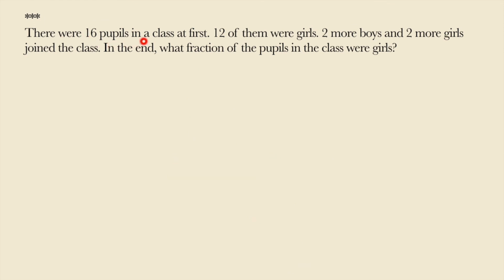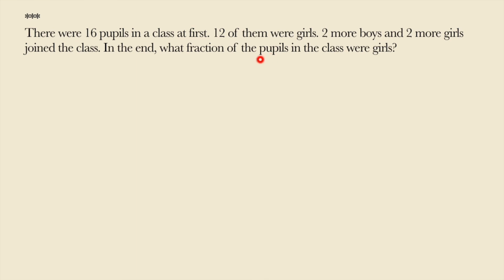There were 16 pupils in the class at first. 12 of them were girls, okay? So we know the number of boys and girls. 2 more boys and 2 more girls joined the class. So the total is no longer 16, is it? In the end, what fraction of the pupils in the class were girls? Turns out we're not interested in the number of boys, okay? And this question basically requires you to keep track of all the numbers that are going on.